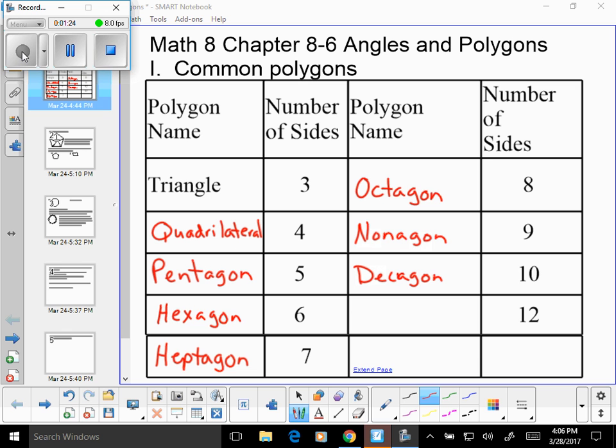And the 12-sided figure does have 2 names. Some people would call it a 12-gon, but it also is called a dodecagon. You will need to know that if I say a dodecagon, we're talking about a 12-sided figure. If you see a picture of a polygon, you count the number of sides. If you count that there's 7, then you tell me that it's a heptagon.